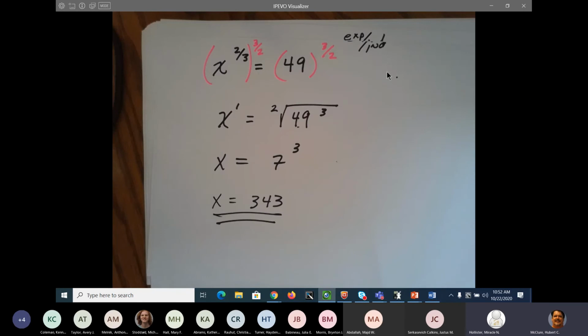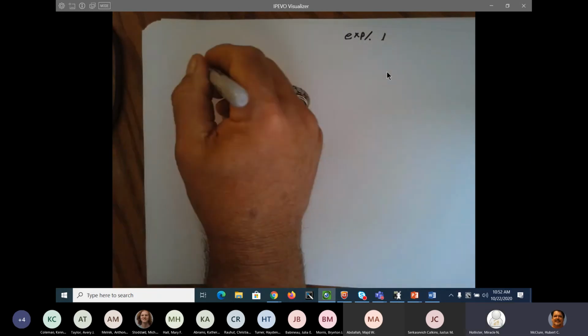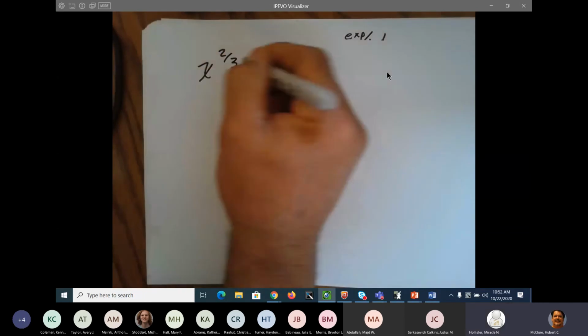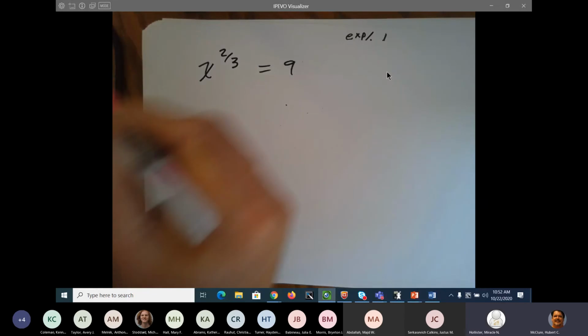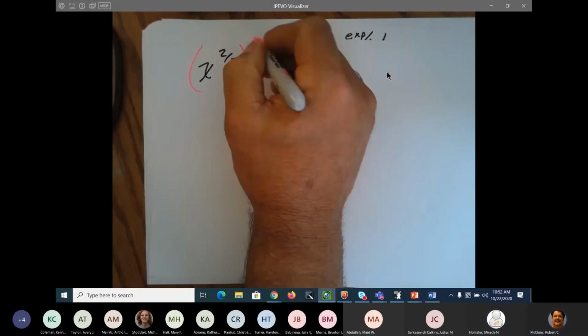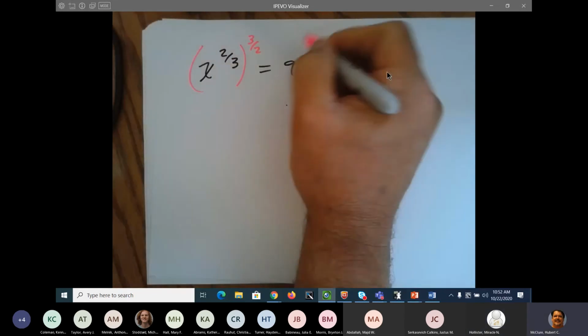On my problem, instead of 49, it was 9, so I just still do it the same way. Yes. Give it to me. What did it say? It's x to the 2/3 equals 9. I'm going to multiply this side by 3/2, or raise it to the 3/2 power.